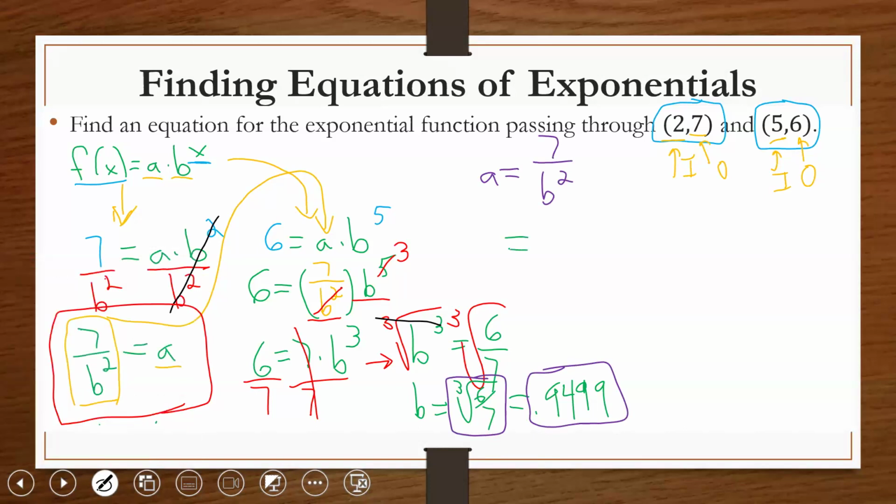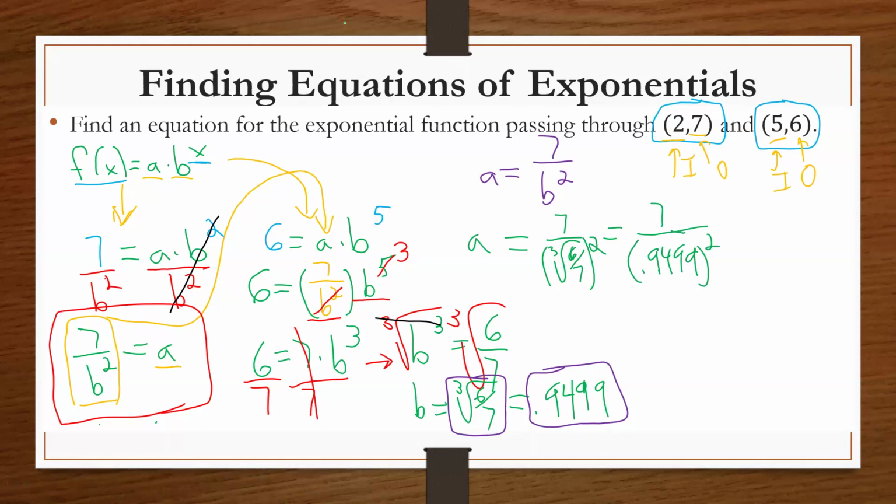So we could have that a is equal to 7 divided by the cube root of 6/7 squared, and that would be the most accurate possible using that. Or instead of the cube root of 6/7, we could input the decimal approximation, which is 0.9499 to the 2nd power. Either way, we can use either of those values to find what a is equal to. So let me again go back to Desmos. I'm going to put both of those in.